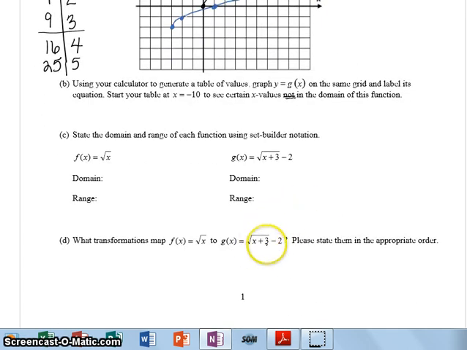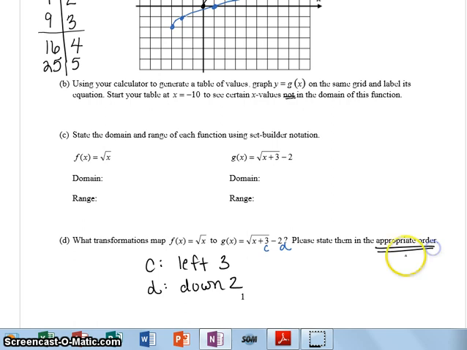Okay, so that actually is going to be part D here. I kind of jumped ahead. So there's my C, there's my D. So my C was left 3, and my D, there's no B and no A, was down 2. Okay, order is appropriate, so you always think of CBAD.